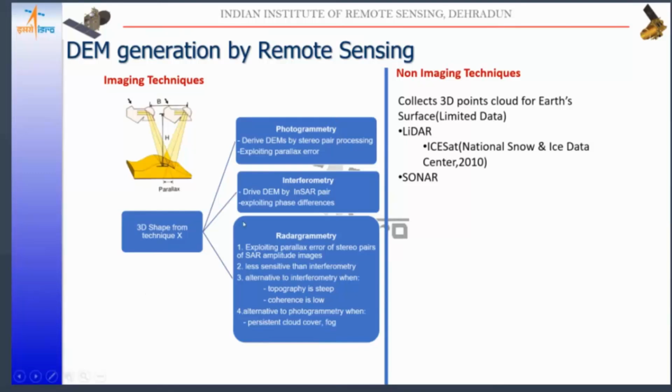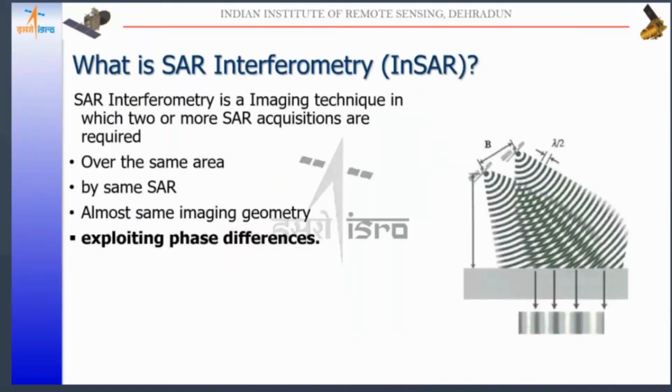So basically in this webinar, we will concentrate on interferometry, and in interferometry, we will see how to derive the DEM from the InSAR pair. So what is SAR interferometry, or in short InSAR? SAR interferometry is an imaging technique in which two or more SAR acquisitions are required over the same area by the same SAR and almost the same imaging geometry, exploiting the phase differences.